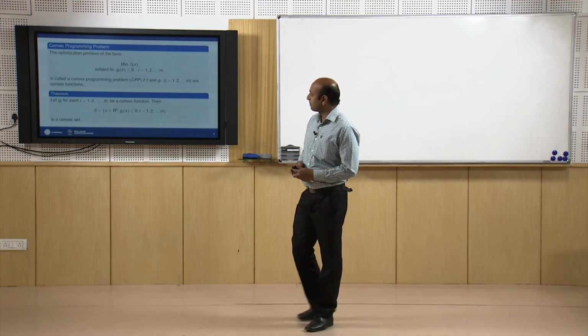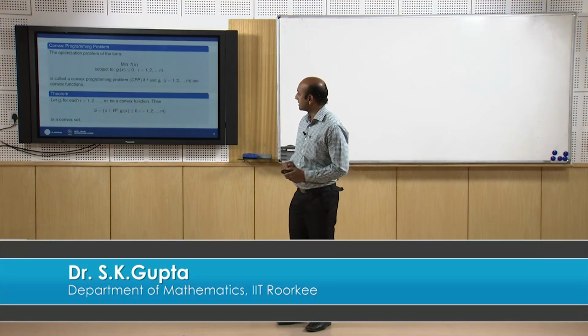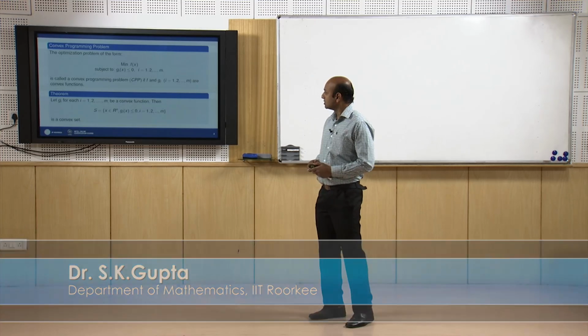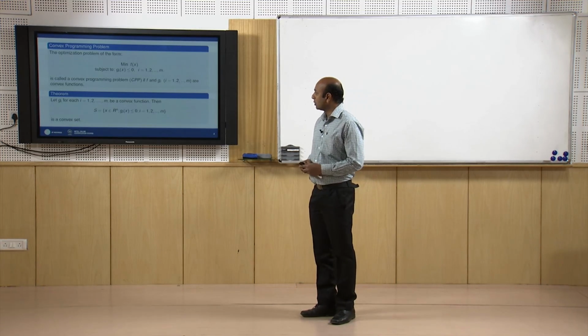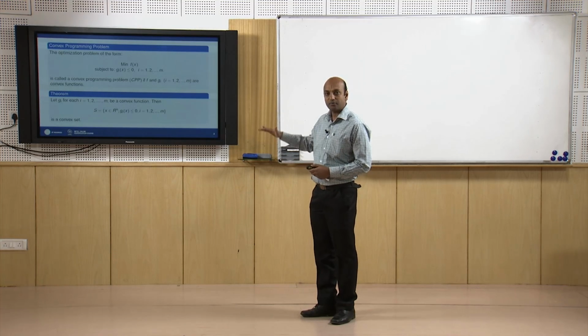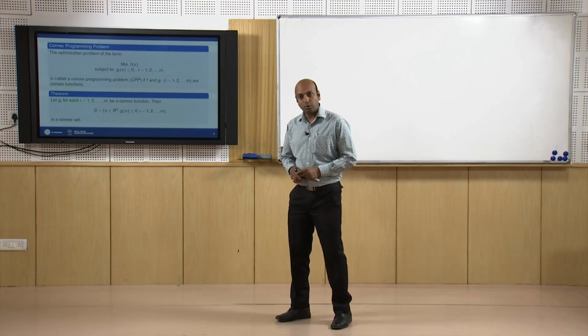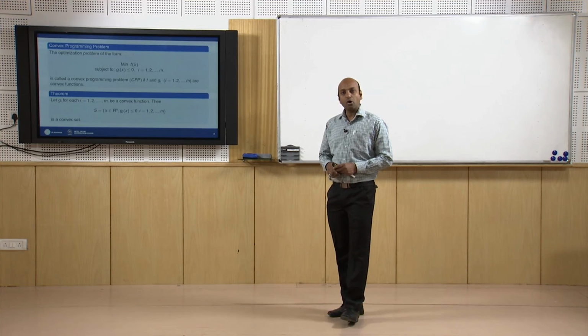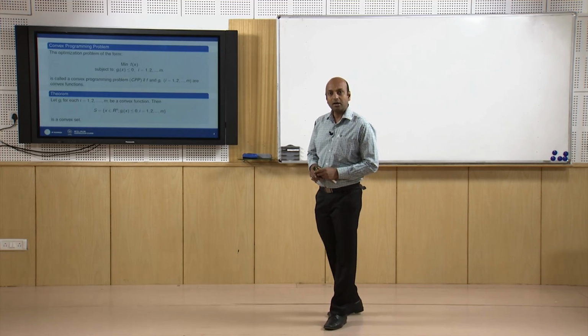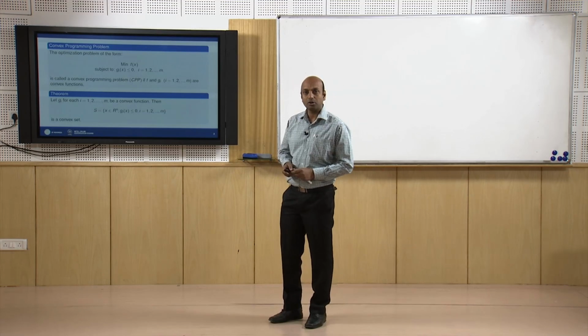Now, consider this general mathematical programming problem, that is, minimizing a function f(x) subject to g_i(x) less than or equal to 0, i from 1 to m, that means we have m constraints. So, this problem is called a convex programming problem if the function f, which is the objective function, and g_i for all i from 1 to m are convex functions. So, a problem which is of minimizing type and all constraints less than or equal to is called a convex programming problem if the objective function f and all the constraints g_i are convex. We call such problems convex programming problems.